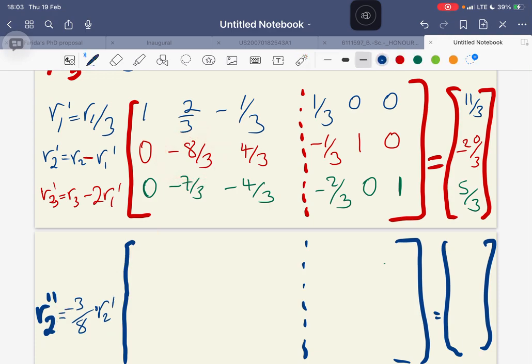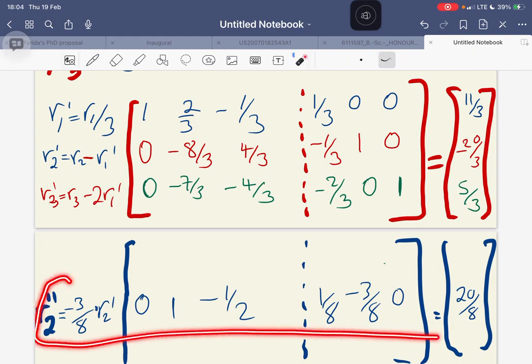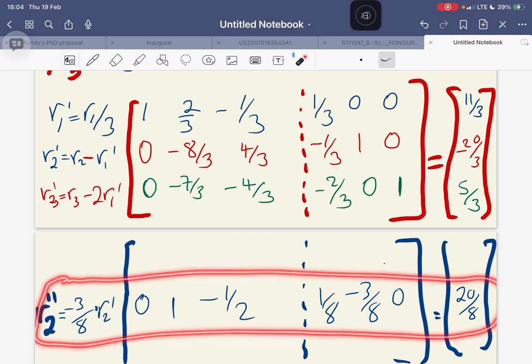So we do that. This multiplying by 0, the result is 0. So here is 0. If we multiply minus 3 over 8 times minus 8 over 3, we are going to get 1. So we continue that. We are going to get minus 1 over 2. And here we are going to get 1 over 8. Here we are going to get minus 3 over 8. Here we are going to get 0. And here we are going to get 20 over 8. Okay, so now we have our modified row 2.